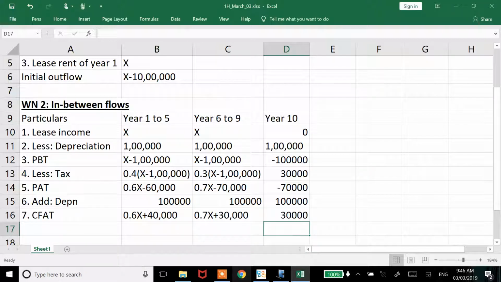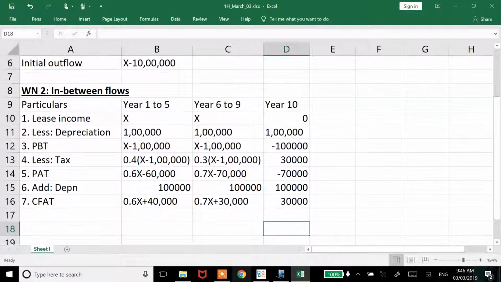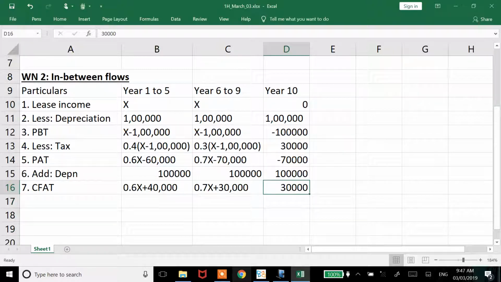Basically, we earn rental of 0.6x for the first 5 years, 0.7x for the next 4 years, and last year is, just a minute. Something got missed out. I think X is the lease income. X is the lease income. Year 10 we don't have any income.